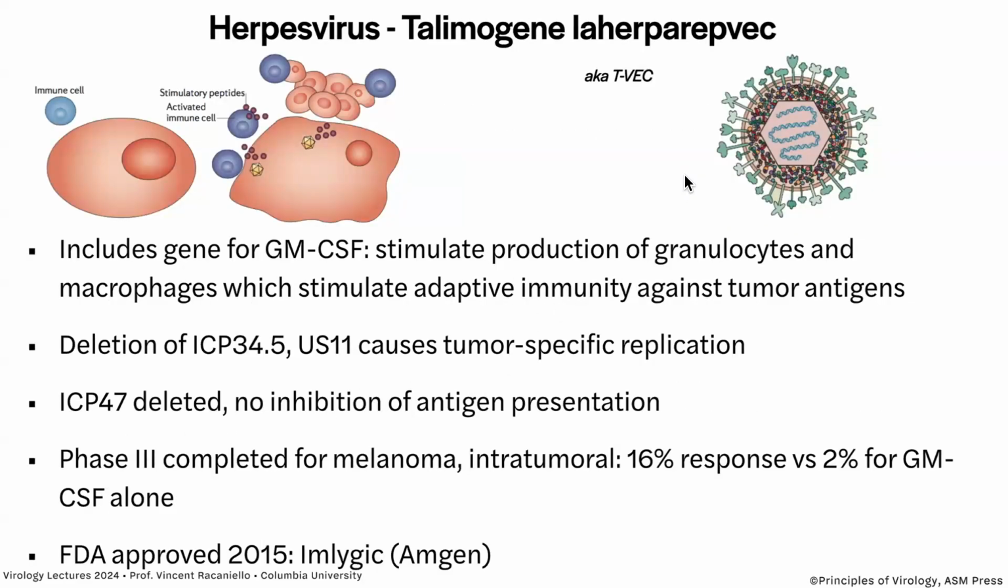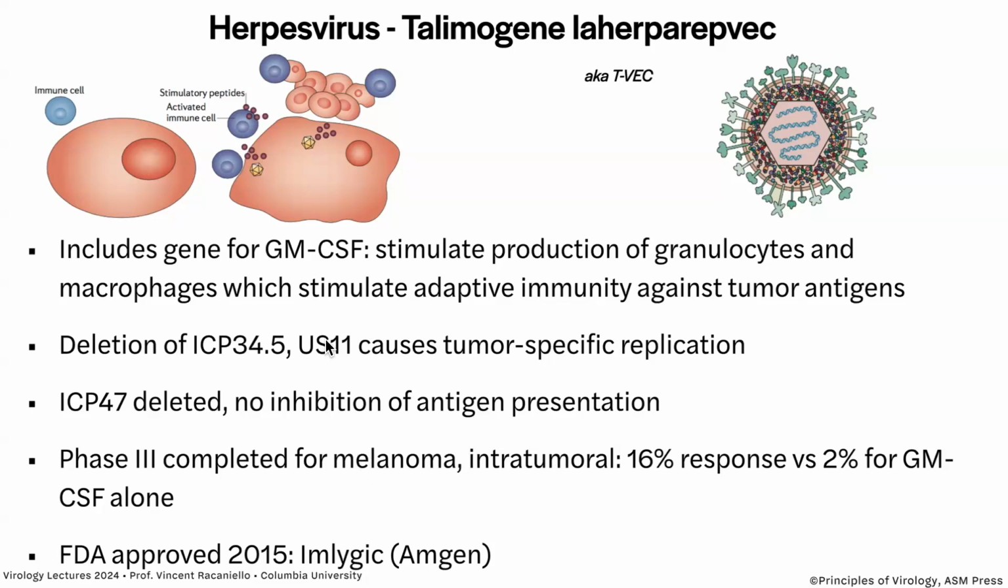So here's an example of incorporation of several of these features into a treatment, a herpes virus vector to treat melanoma. So this is a herpes virus called, let's see if I can pronounce this, Telimogene laherparepvec. Oh my God, it's so bad. TVEC or Imlygic. This was licensed by the FDA in 2015 as Imlygic, and it's injected into melanomas.